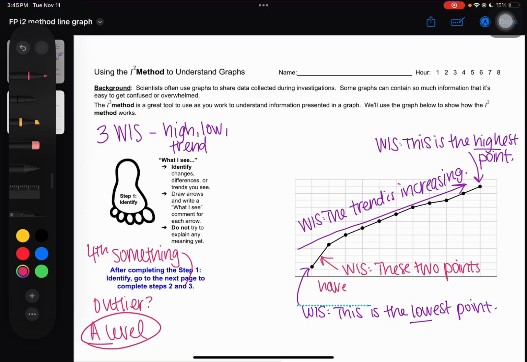have the largest difference. See how when I go from point 1 to point 2, there's the biggest increase, or the largest difference between those two. All right, so now that I've got my high, my low, and my trend on the front, I'm going to switch to a different color. I'm going to switch back to my purple, actually, and I'm going to move to page 2.